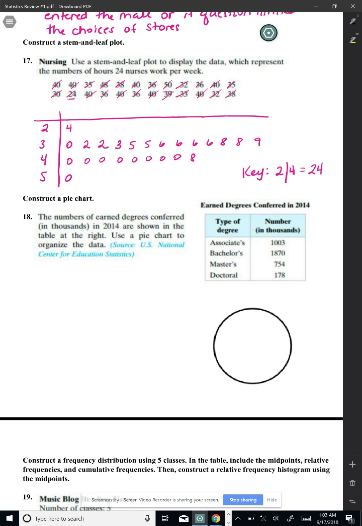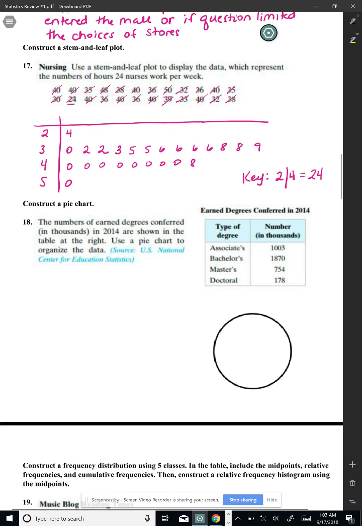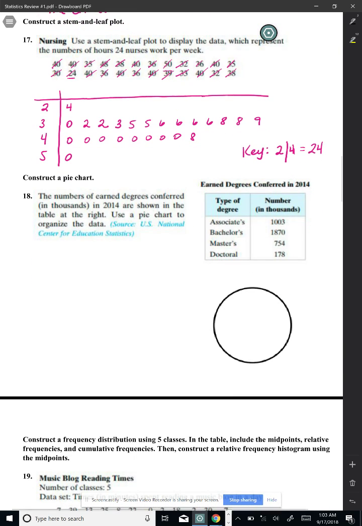Next, we're constructing a pie chart. On the pie chart, you have to do a couple of things before you start working within the circle. The first thing is you need to get the total number of people involved in the study. And so what we would do is we would add up the number of degrees, all 4 types of degrees, and that would come out to 3,805. And then after you add that up, you would go for each one.